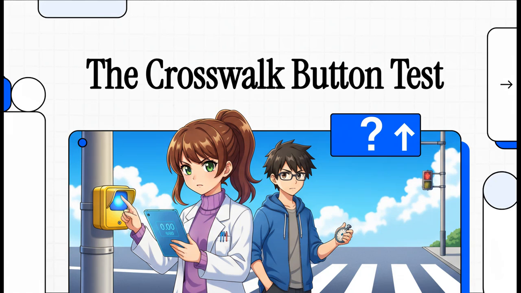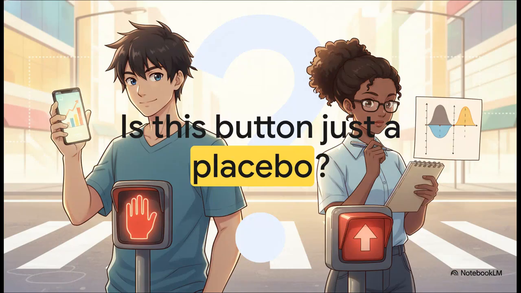You know, we've all been there. You're standing at a street corner, tapping that crosswalk button over and over, and you're wondering, does this thing actually do anything? Well, it's one of those little everyday mysteries. And today, we're going to solve it for good using the power of statistics.